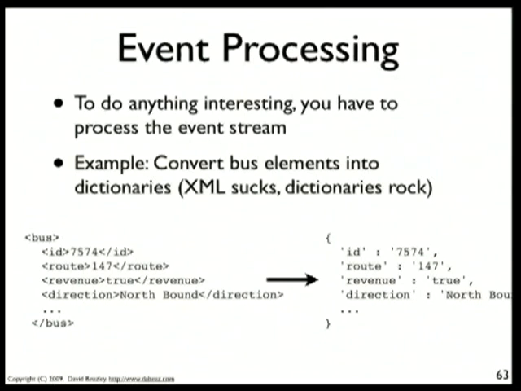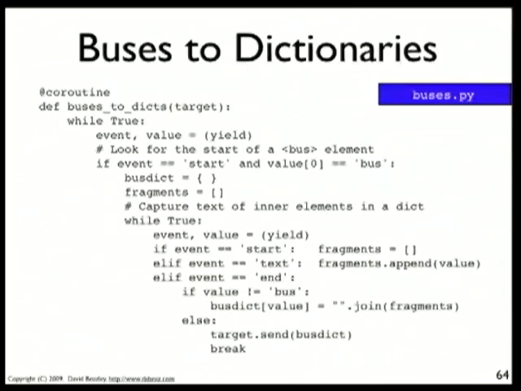So I had this idea. We've basically taken SAX and we're just taking all the events and firing them off onto some coroutine. What would it look like to actually use something like that? As an example, I decided I would write a coroutine that would take all of the bus elements and just turn them into dictionaries. I like dictionaries a whole lot more than I like XML. So here's an example of a coroutine that does this.